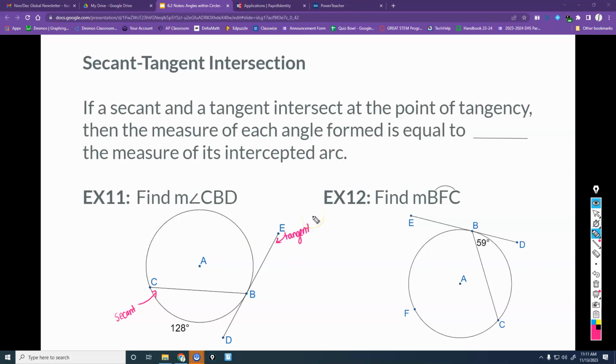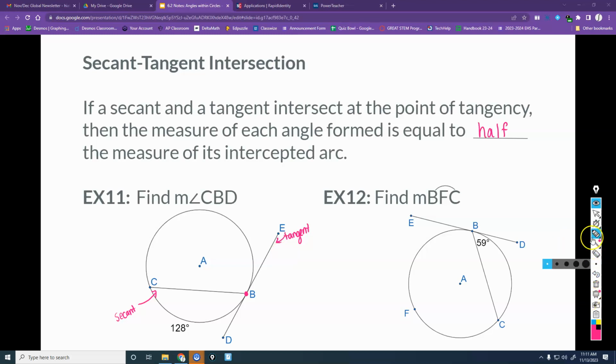If they intersect at the point of tangency, that point of tangency is B right there, then the measure of each angle formed is equal to half the measure of its intercepted arc. This is almost like an inscribed angle. Your point is on the edge right here, so it's like an inscribed angle. It just looks a little different because you don't have a second endpoint on the circle.